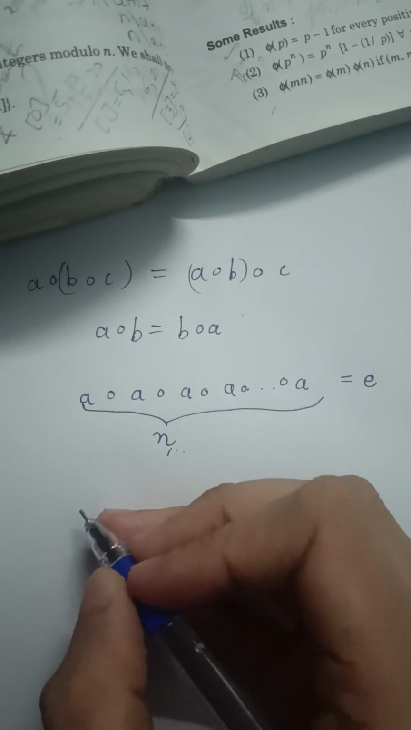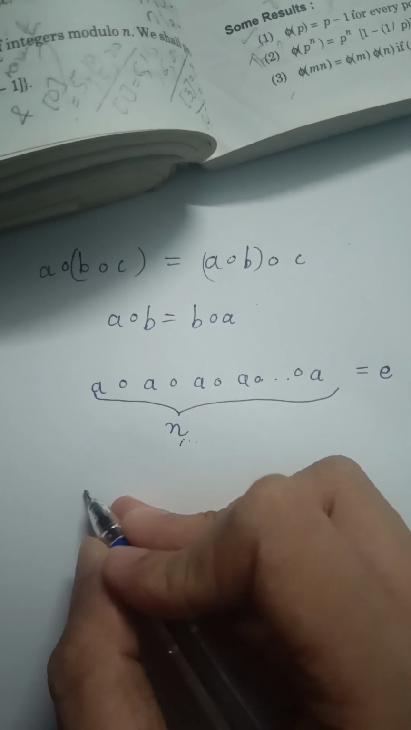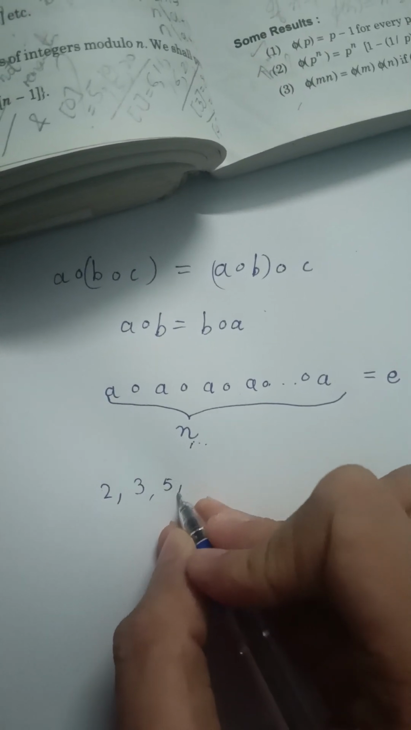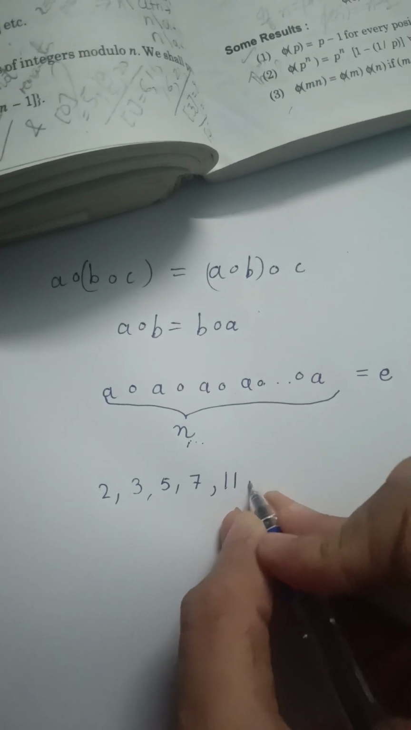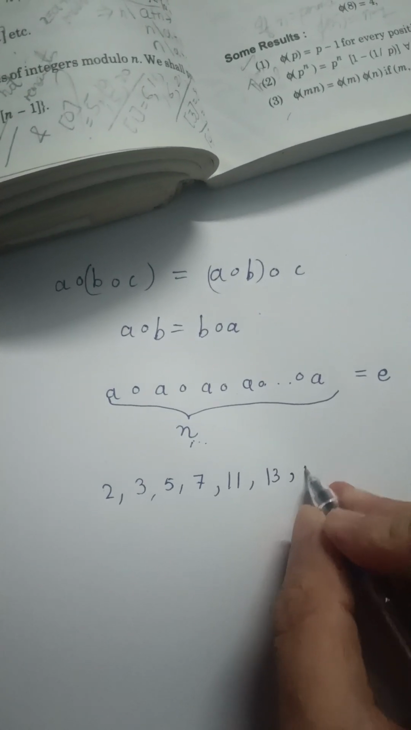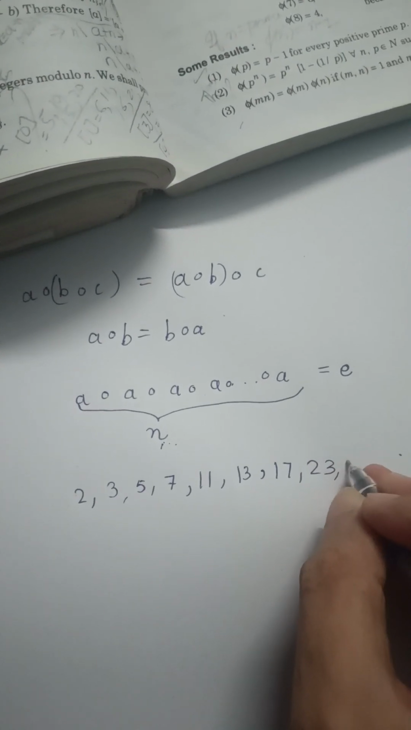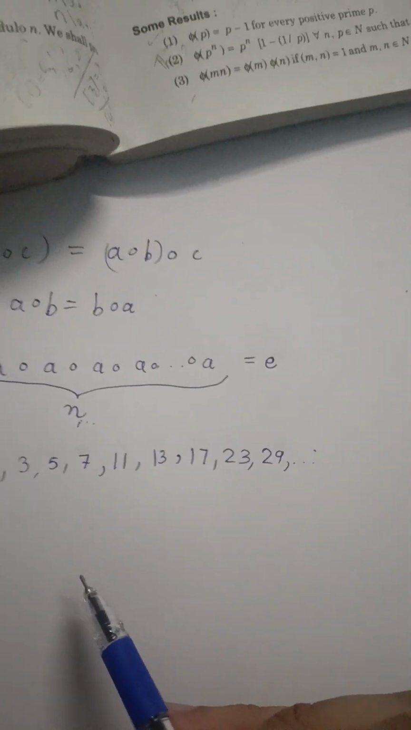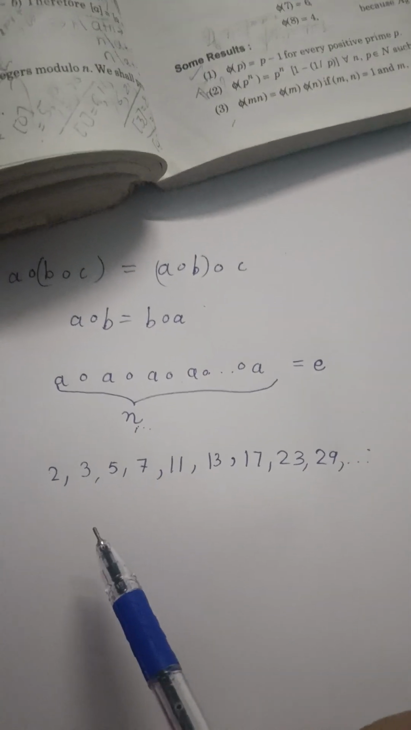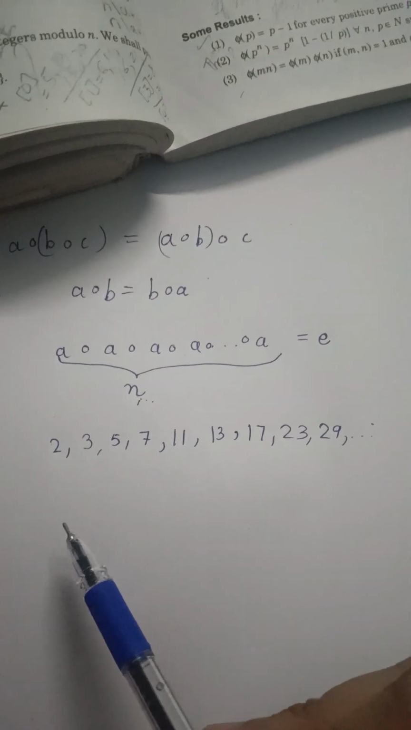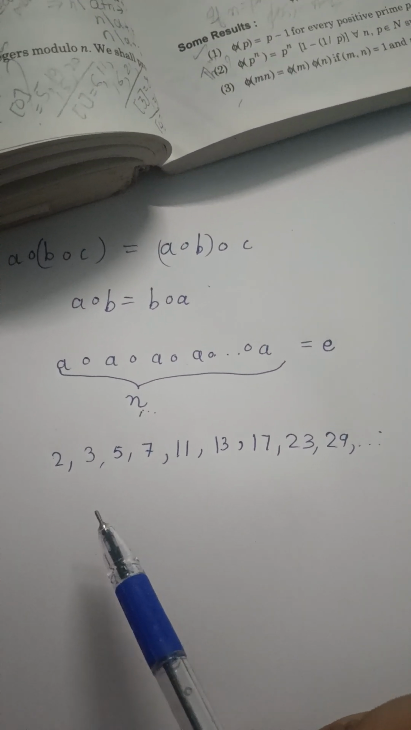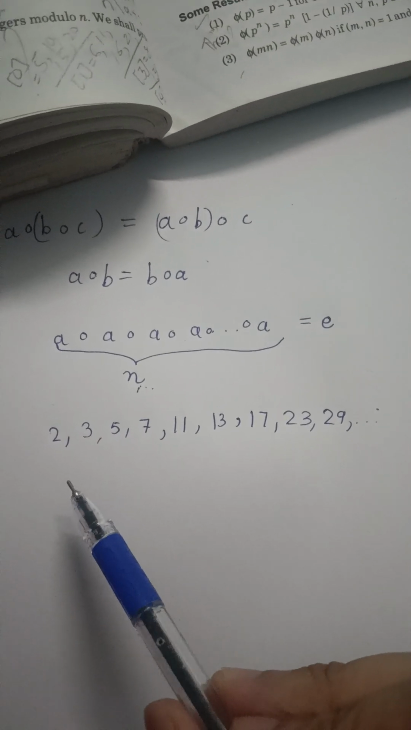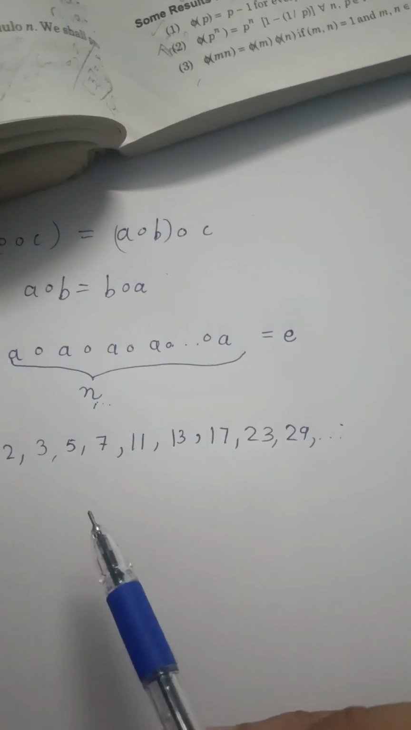Now what do you mean by relatively prime? You know what is prime? 2, 3, 5, 7, 11, 13, 17, 23, 29, etc. These are the prime numbers. From 1 to 100 there are 25 prime numbers. That is 25% of the numbers are prime from 1 to 100. But as you go on and on, the percentage of prime numbers will decrease.